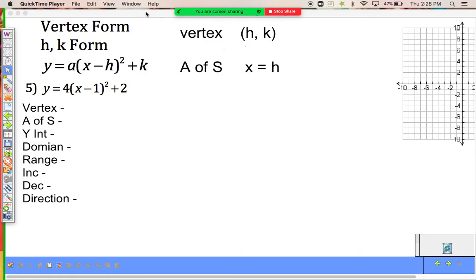All right, so we're going to talk about vertex form. What's going to happen is I'm going to give you an equation: y equals a(x minus h) quantity squared plus k. And that's kind of the form that we worked with already.